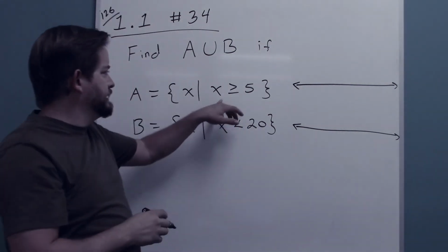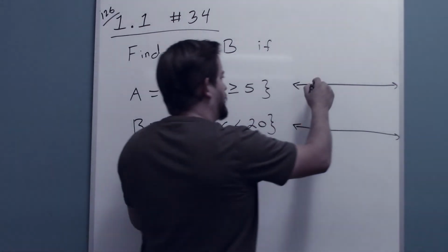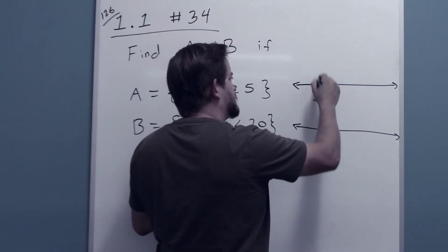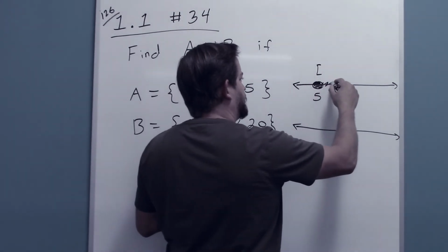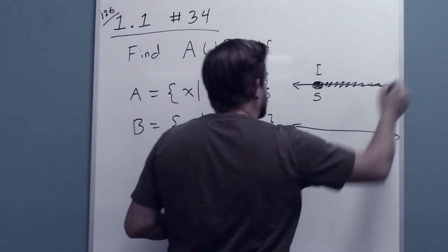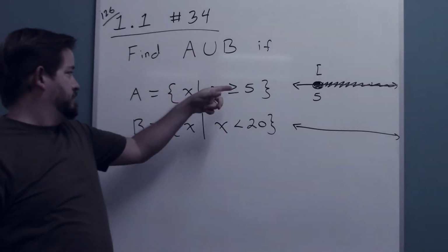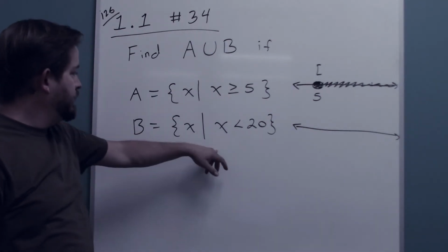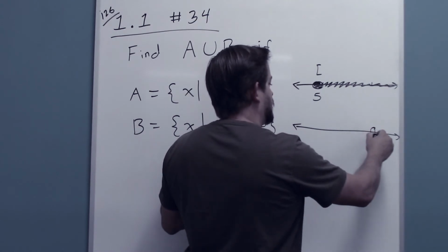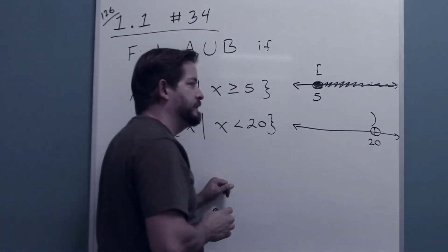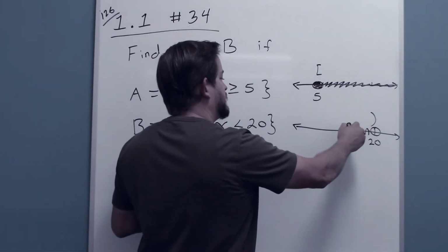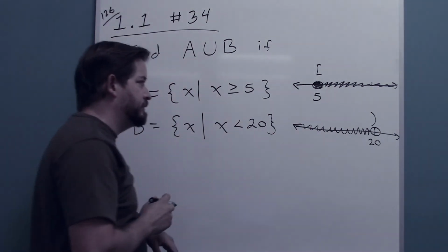The first one, A, is all of the numbers greater than or equal to 5, so I'm going to write a 5 here. To be equal to or greater than is to have a closed circle, or sometimes you'll see it as a bracket, and then everything shaded to the right, forever onward, to infinity. That's the visual representation of A. Here, B is all of the numbers less than 20, so at 20, an open circle, or sometimes you'll see it as a parenthesis, specifically that way because it's the numbers less than 20, and so I would shade those to the left.